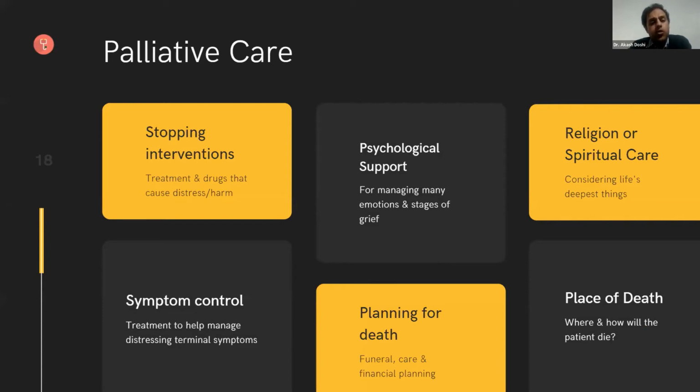There's also psychological support for managing those emotions and those stages of grief, not only for the patient, but for relatives and all the other things. There's planning for a death. There's religion and spiritual care, so thinking holistically about the patient and thinking about all the things that are important for them. And then finally, thinking and considering the place of death.